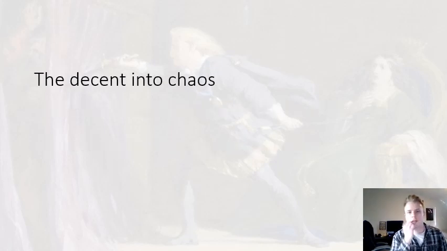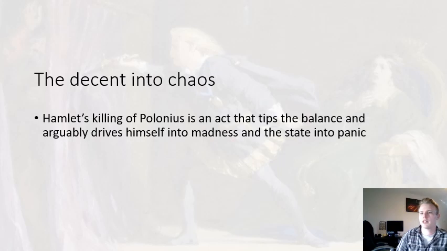So as we go through Act 4, we get this descent into chaos, and his killing of Polonius is the catalyst for this. It tips it over into a state of chaos that he then drives further and further, and he himself is driven into a state of mania even by this.